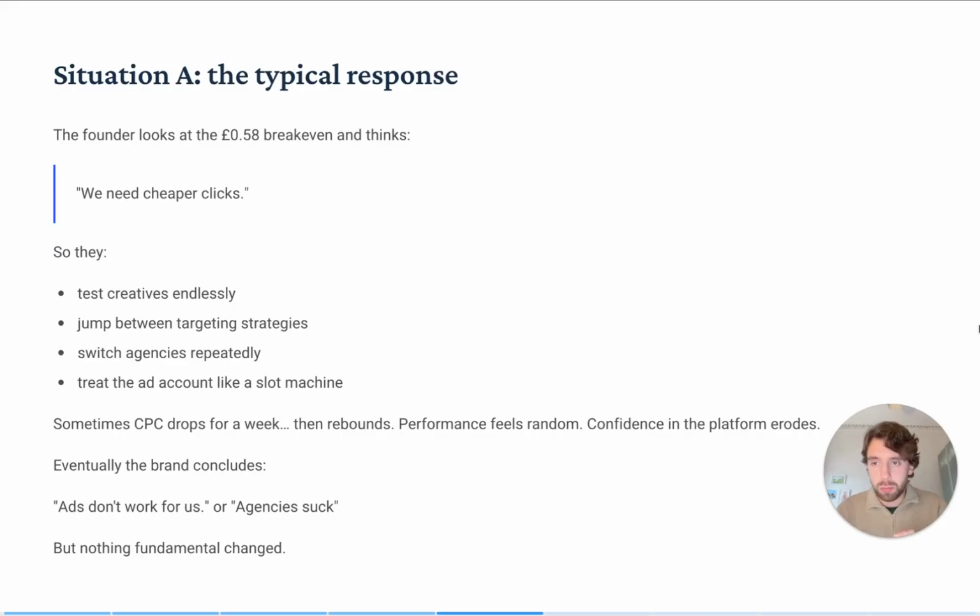And the typical response here is that they look at that break even. Sorry, I've put a pound sign, not a dollar sign. It's because I'm British, of course. They look at that 58 cents and think, we need cheaper clicks, because logically that makes sense. We need to lower the cost of this.